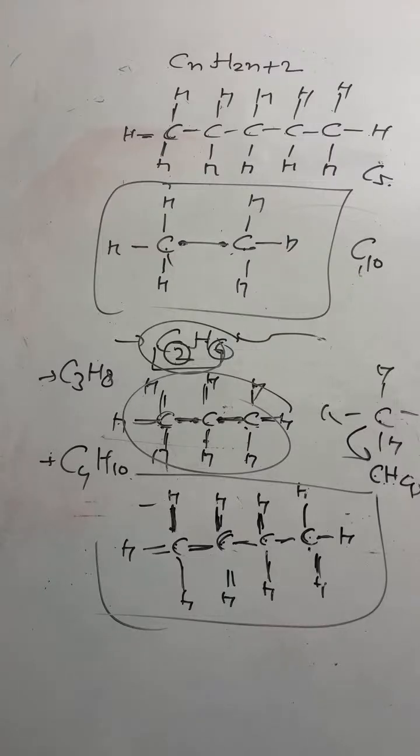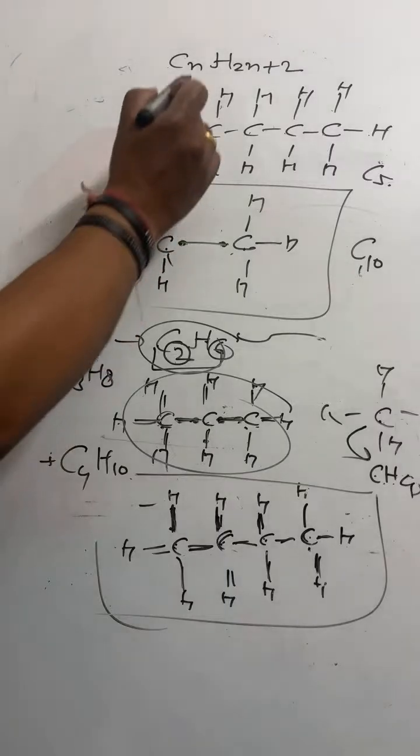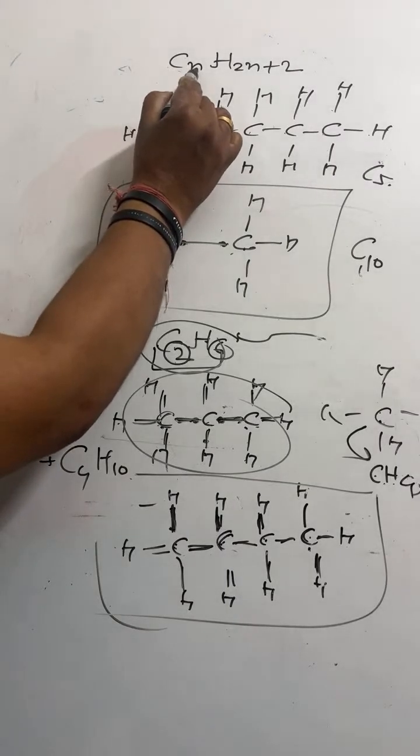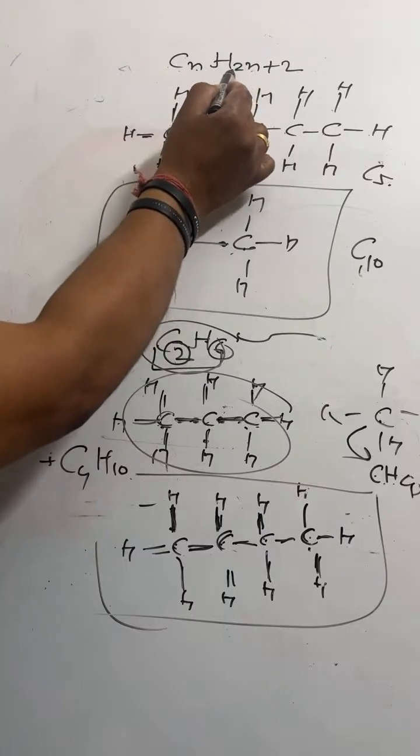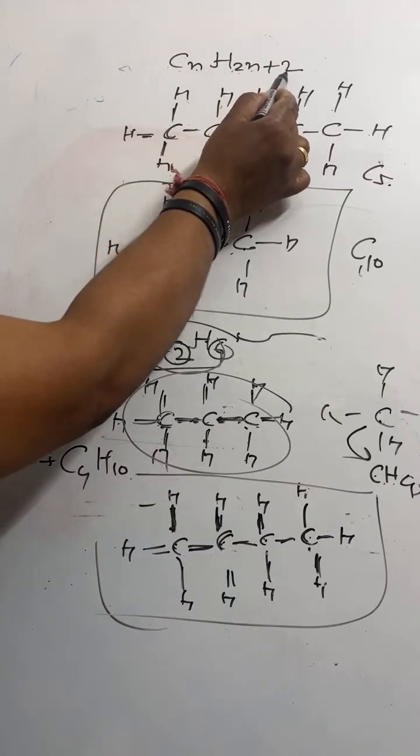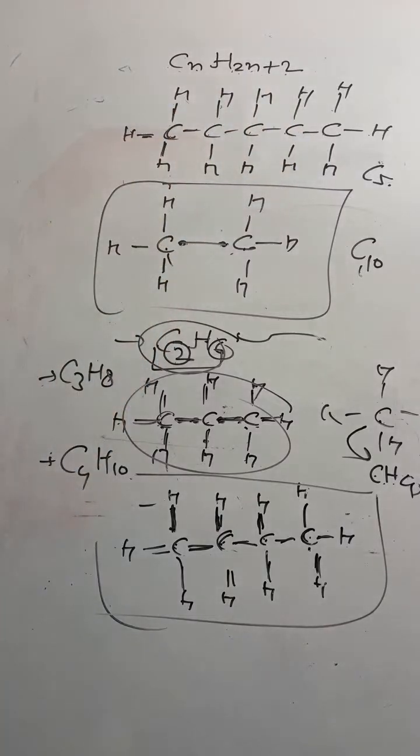What will be the next? Next can come from this side. CnH2n+2, n is 10, 2 into 10 is 20, 20 plus 2 is 22. 22. So in this way, you are now free to make any element, my dear.